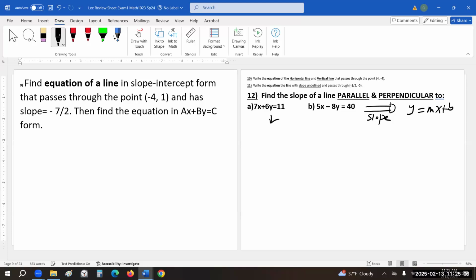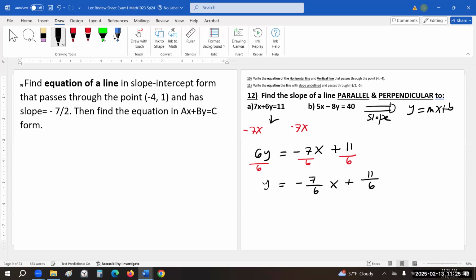Let's say I'm doing this one. So our goal is to get the y alone. So we don't need the x, so we subtract 7x from both sides. So we have 6y equals negative 7x plus 11. Since y is not alone yet, so we divide each term. We get y is negative 7 over 6x and then 11 over 6.